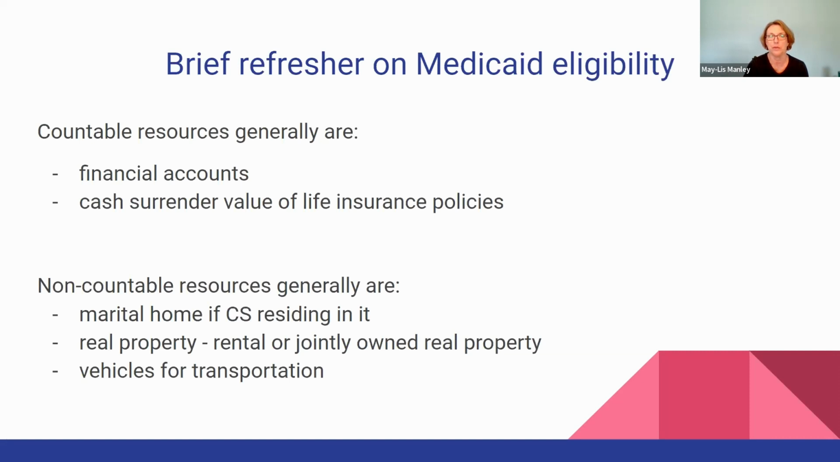Countable resources include bank accounts, any type of financial account, and the cash surrender value of life insurance policies. These are the two big areas generally. Non-countable resources generally are the marital home, if the community spouse is residing in it, real property, if it's rental property or jointly owned real property and the other owner refuses to sell it, and vehicles for transportation, not recreational vehicles.